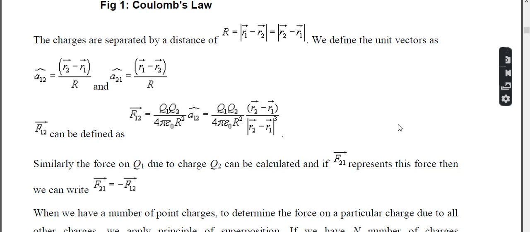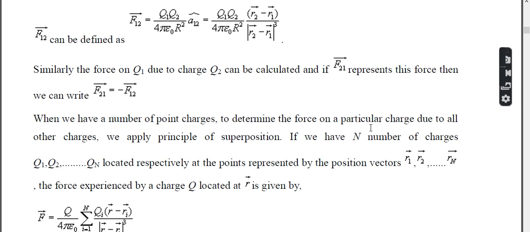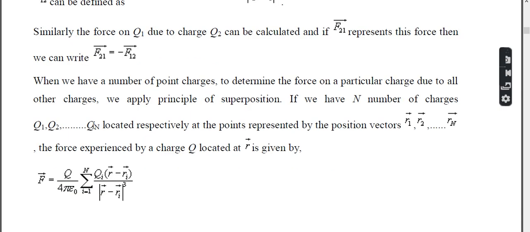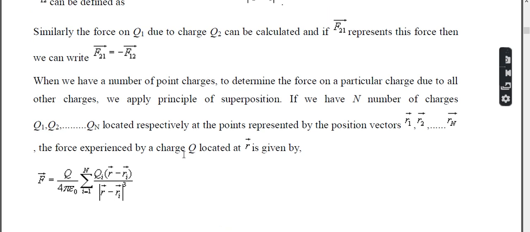Similarly, the force acting on this you can find out. Then we have n number of point charges. If we have a number of charges, then you apply the superposition theorem. That means Q1, Q2, Q3, like that n number of charges are there, and you can write the position vectors r1, r2, r3. Then the force acting on this is F equals Q by 4 pi epsilon times the summation over i, where individually you have to find out. So this is for n point charges. This is about Coulomb's law.